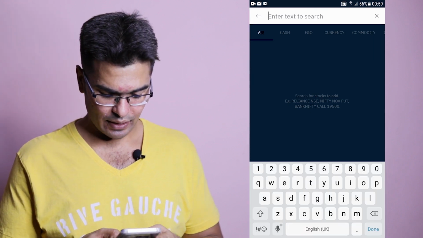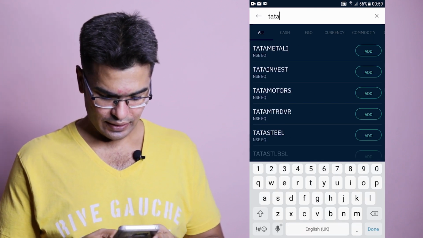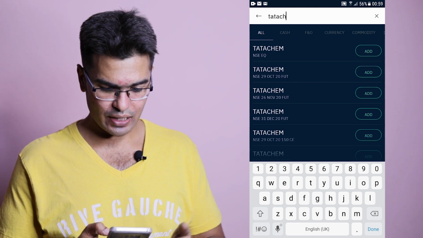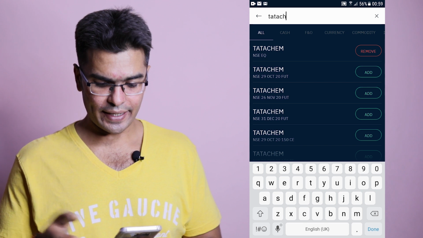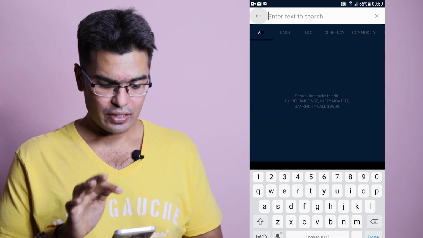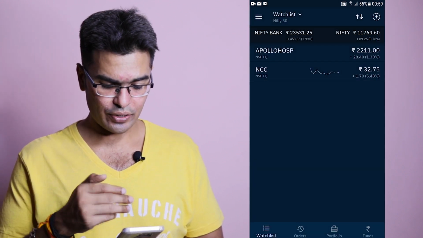Say, let's add the company Tata Chemical. So once you enter Tata CH, you can see there are different options that are available. You need to click onto the add icon to add this particular stock to your list. And you can see that Tata Chemical has got added.